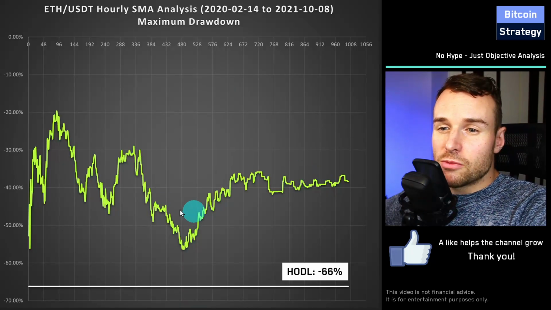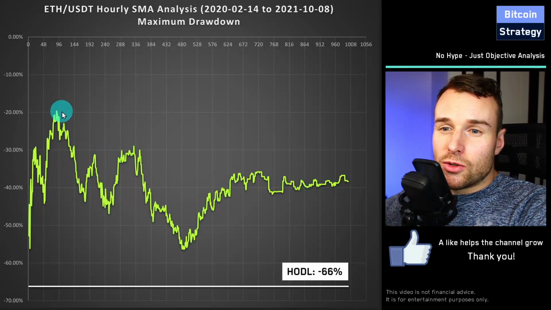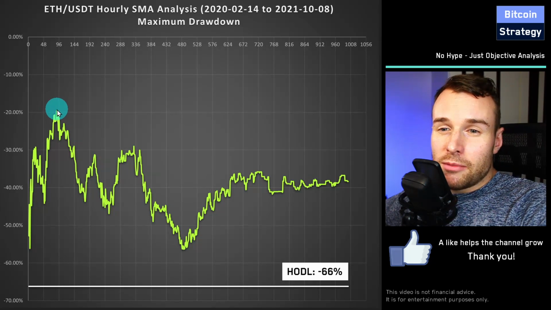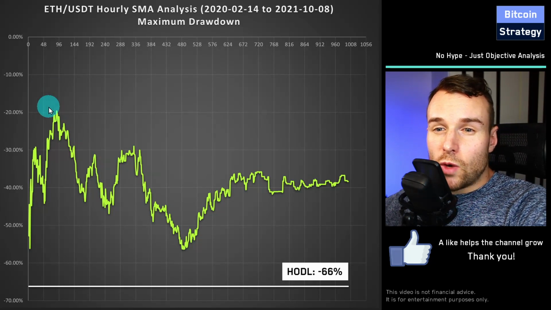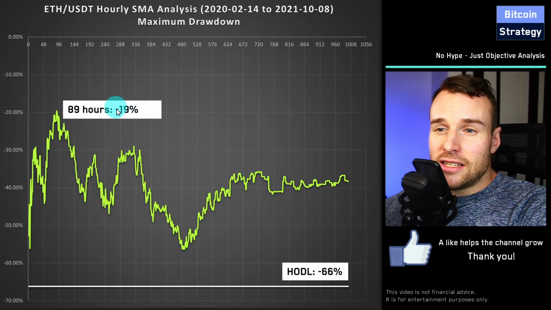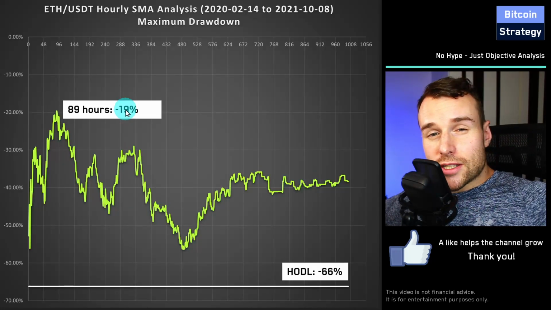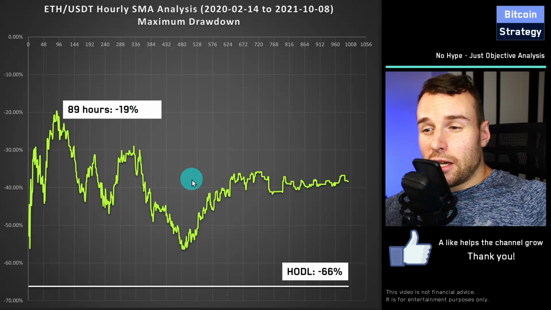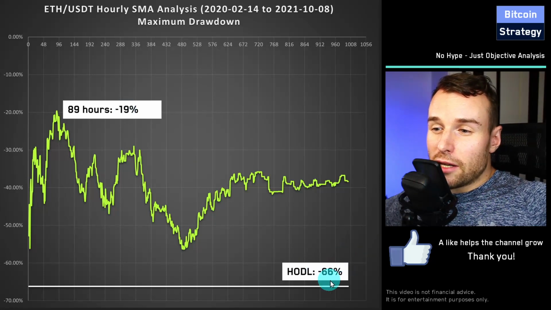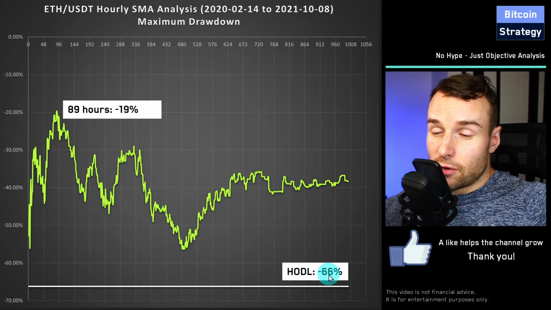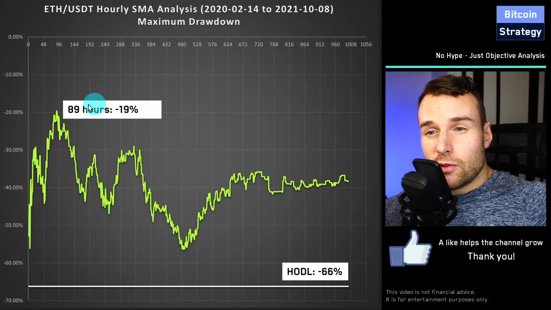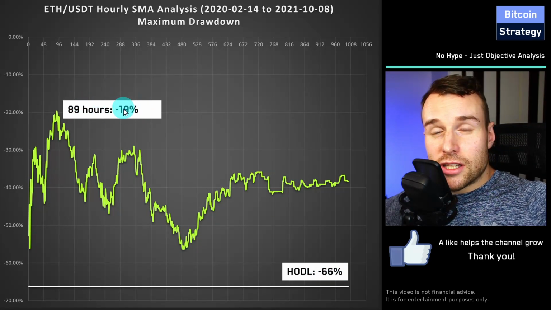Now what this also means is that when we trade according to this moving average over here, the maximum drawdown from top to bottom is way less. In fact, it's 19%. That's for the 89-hour moving average. So if you do the strategy of getting in the market and out of the market, your overall risk is way less, right? You buy and hold Ethereum, you might lose 2/3 of your money temporarily. You trade according to those moving averages, you might only lose 19%.